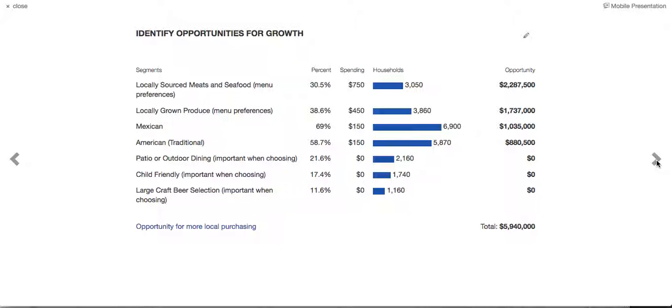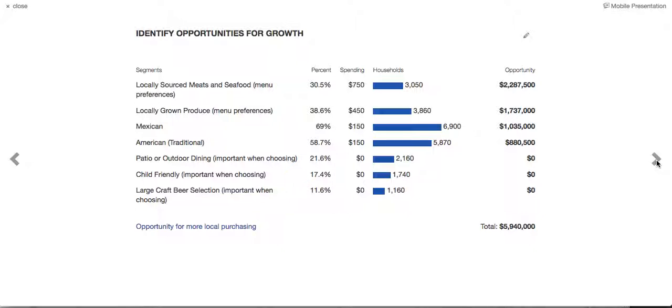So, what are the other areas that are most important to them? Well, having locally sourced meats and seafood. 31% say that's important to them when choosing a restaurant. That's over 3,050, right in the areas right around you. Look at patio and outdoor dining, almost 22%. That's over 2,100 households right within your neighborhoods who select a restaurant because of patio or outdoor dining.